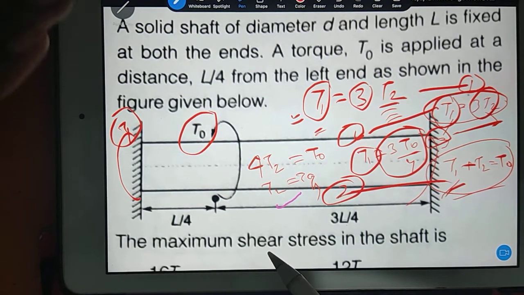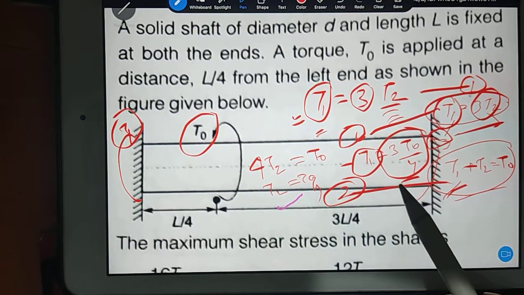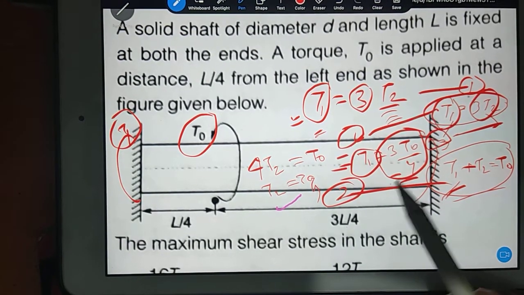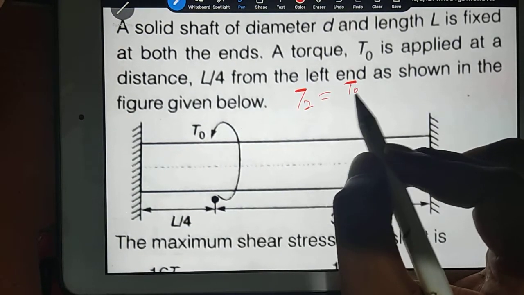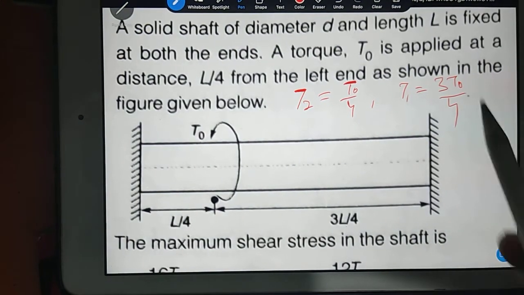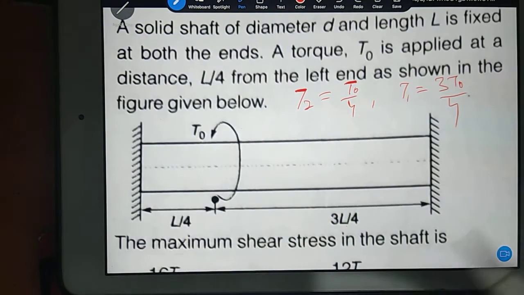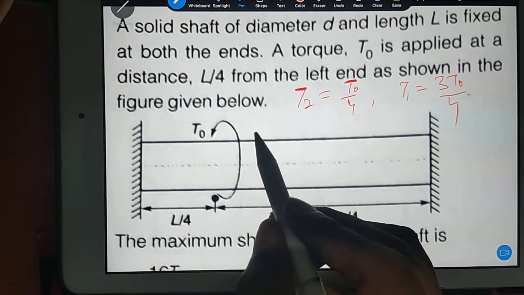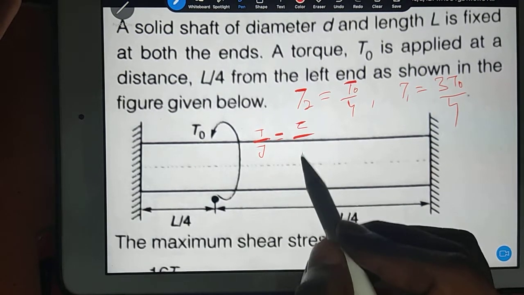Now let's calculate shear stress because of T1 and shear stress because of T2. Actually in GATE exam you don't have to calculate both shear stresses, but now we know the value. So T2 is equal to T naught by 4 and T1 is equal to 3 T naught by 4. In GATE exam, you should directly use the bigger answer to find out maximum shear stress. But simply for the sake, I'm saying, see here, T by J is equal to tau by R.